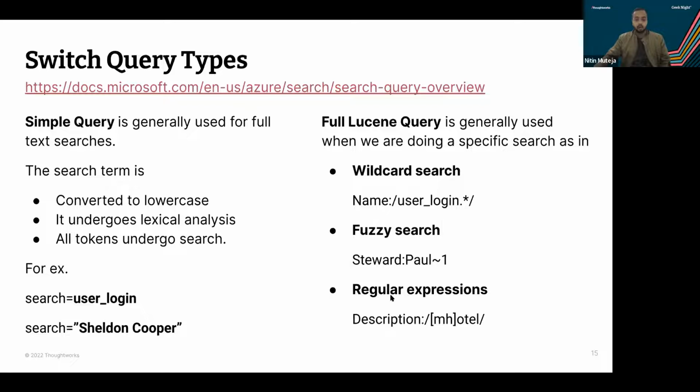Now, talking about regular expressions, they are somewhat similar to wildcard searches, but they provide you the capability to write in regular expression syntax exactly. So if I'm searching for a data set name with a description, I'll be able to search for a motel, and I'll be able to search for a hotel. So these regular expressions will give you a match for two tokens, motel and hotel, and you'll be able to get the data out of the index easily.